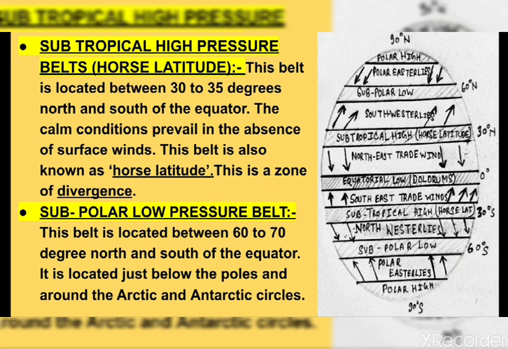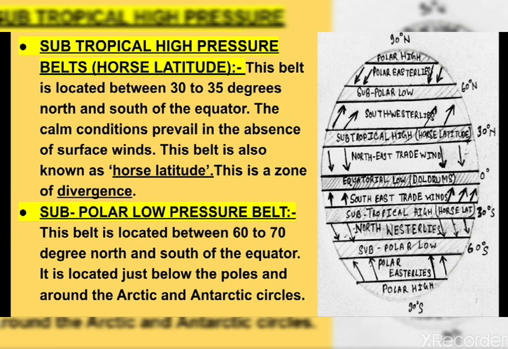Earlier we learned that this belt is also called horse latitude because in this area there is an absence of surface wind. In the olden days, sailboats carrying cargo, passengers and horses used to get stalled in these subtropical high pressure belts due to the absence of surface wind. To lighten the boats, the horses used to be thrown overboard, hence the name horse latitude.